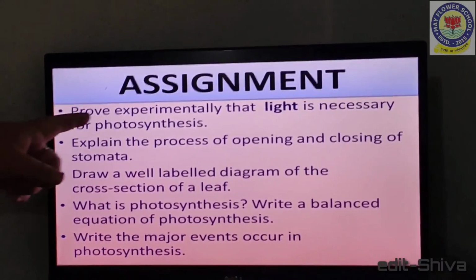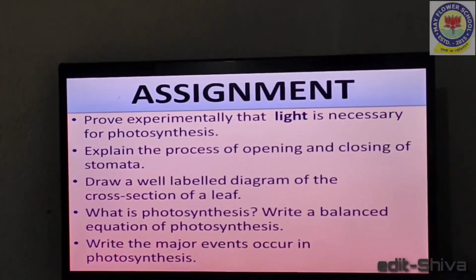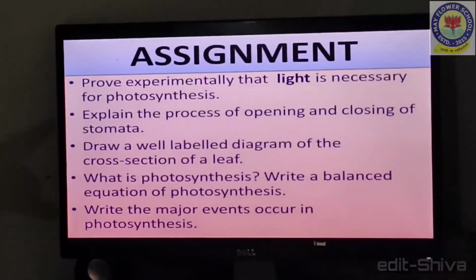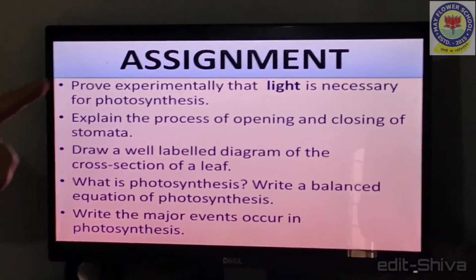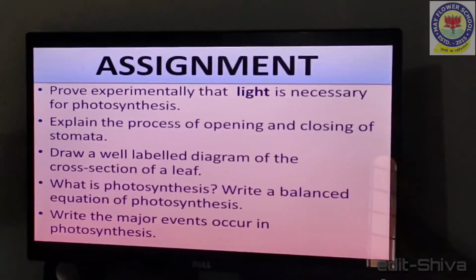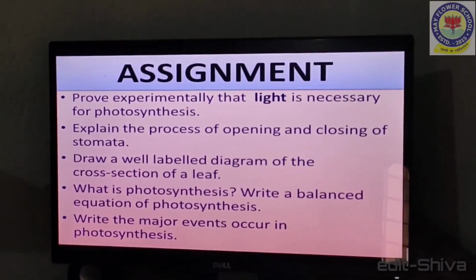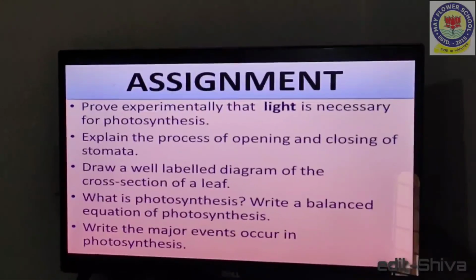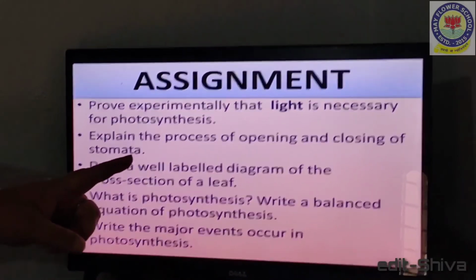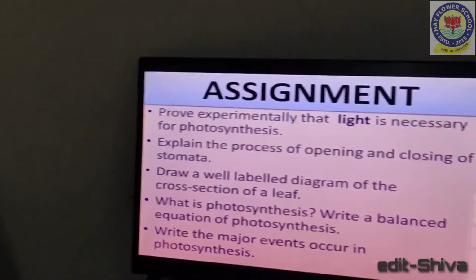Next, explain the process of opening and closing of stomata. Next, draw a well-labeled diagram of the cross section of a leaf. Next, what is photosynthesis? Write a balanced equation of photosynthesis. And the last one is, write the major events that occur in photosynthesis.